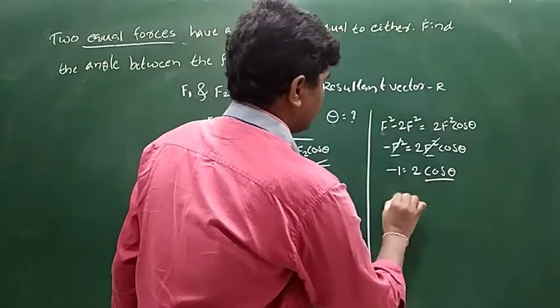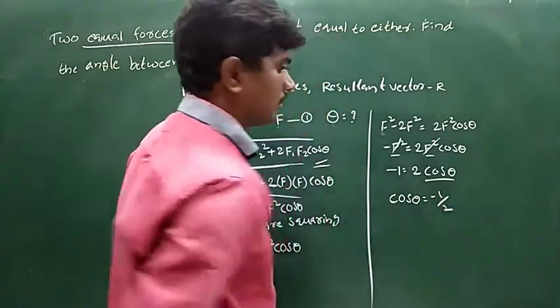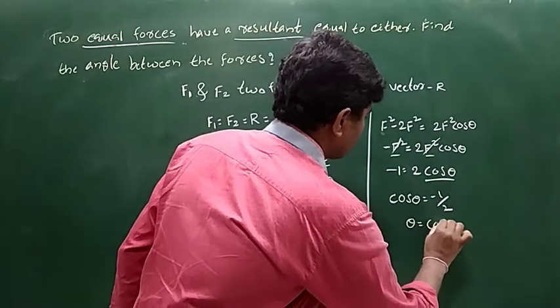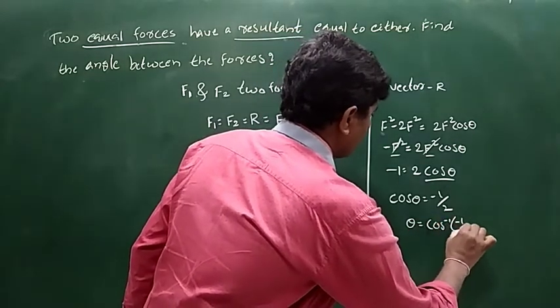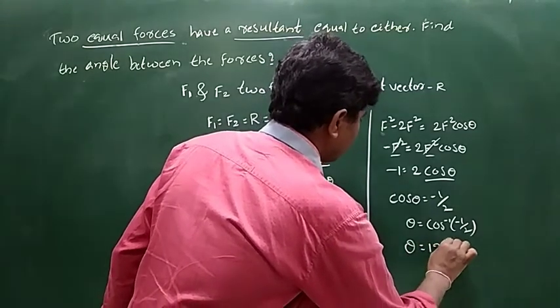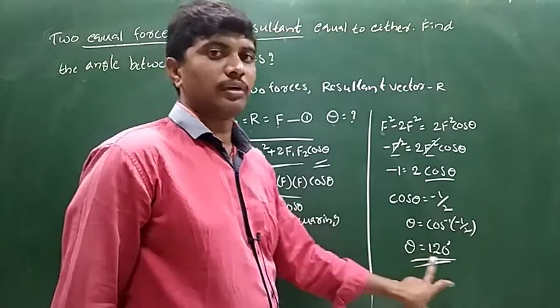Therefore, cos theta equal to minus 1 by 2. Therefore, theta is equal to cos inverse of minus 1 by 2. Therefore, theta is equal to 120 degrees. Cos inverse of minus 1 by 2 is equal to 120 degrees.